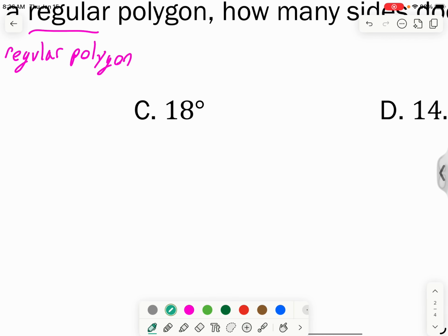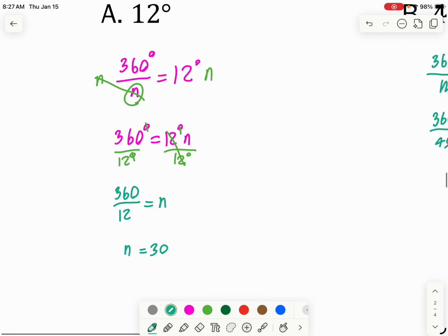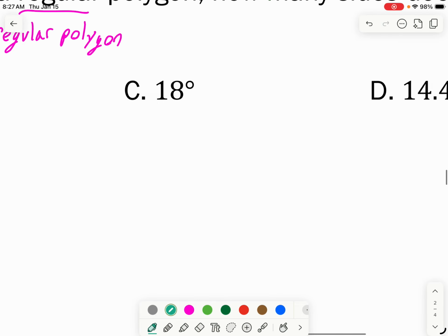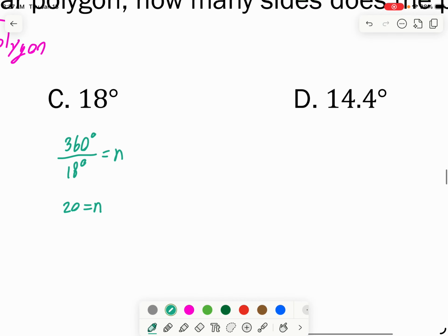All right, what if it's 18? I know if it's 45 degrees, it's 8. If it's 12 degrees, it's 30. So if it's 18, it's got to be somewhere in between those. I'm going to make a guess, and I'm going to say maybe 15 or 20. Let's go ahead and find out. Rather than write the whole thing, I understand the pattern now, so I'm going to do 360 degrees divided by 18 is n. 18 is half of 36, so this is going to be 20. So it's 20 sides.